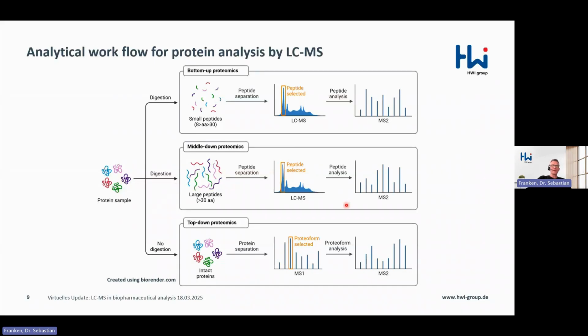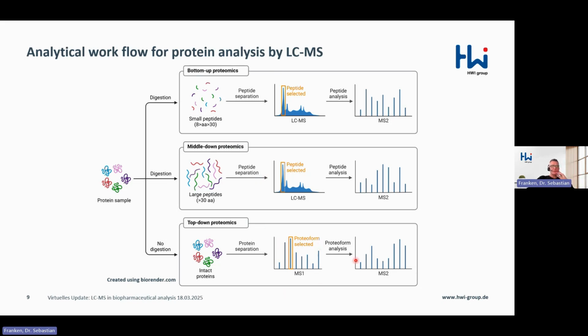And then we have another mode that we call middle-down proteomics. Here we use other enzymes. These enzymes do not have that many recognition sites inside of the protein, so we get larger peptides. And everything else is more or less the same. But because of these larger peptides, we often have a better resolution when it comes to the analysis of post-translational modification, for example. Especially glycoforms are much better addressed by using these larger peptides than using these very small tryptic peptides.